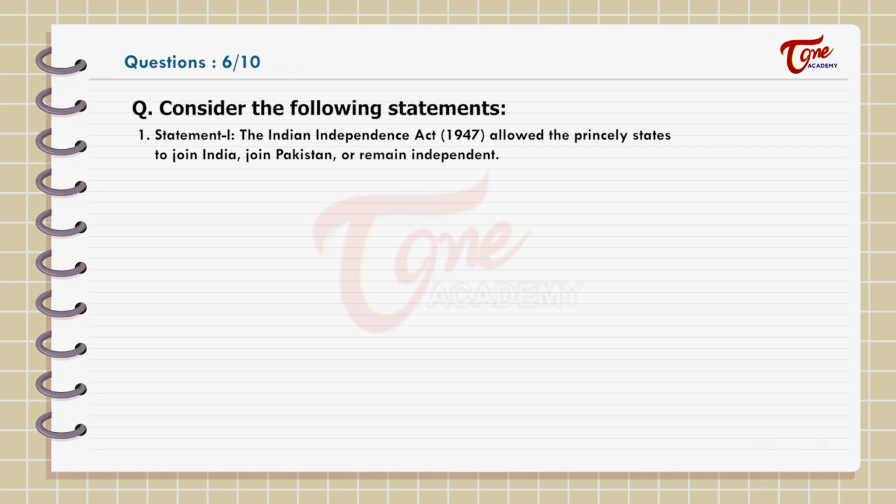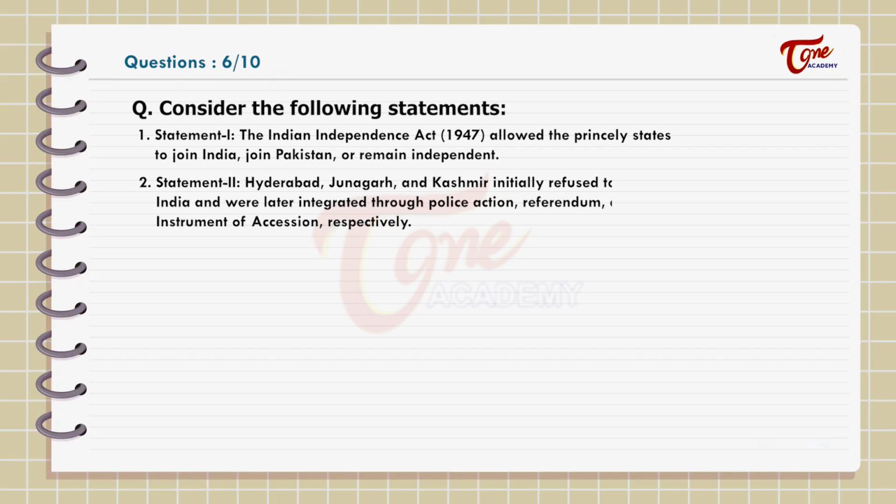Consider the following statements. Statement 1. The Indian Independence Act 1947 allowed the princely states to join India, join Pakistan, or remain independent. Statement 2. Hyderabad, Junagadh, and Kashmir initially refused to join India and were later integrated through police action, referendum, and the instrument of accession, respectively. Which of the following is correct in respect of the above statements?